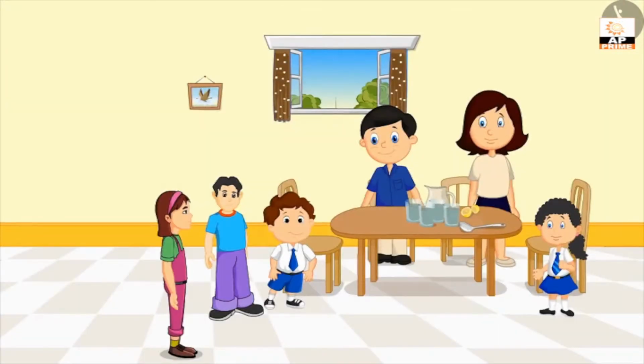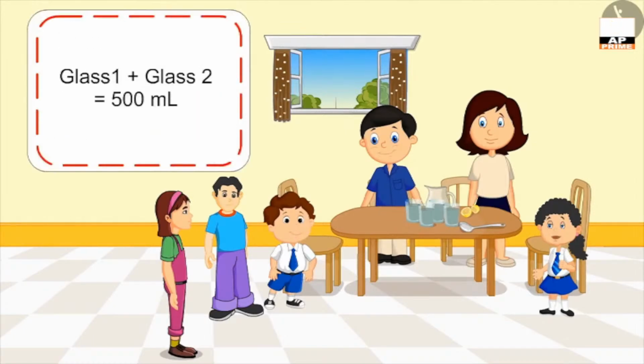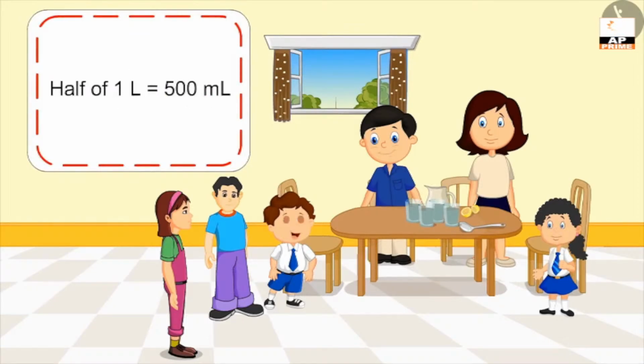Meanwhile, two friends of Pinky arrive. We should give lemonade to our friends too. Why don't we share a part of our lemonade with them? Look, in total we have 2 glasses of lemonade. Then how much lemonade will we all get? As Mom explained, we have 500 ml of lemonade. You mean half a liter? Yes, let's divide 500 by 4.